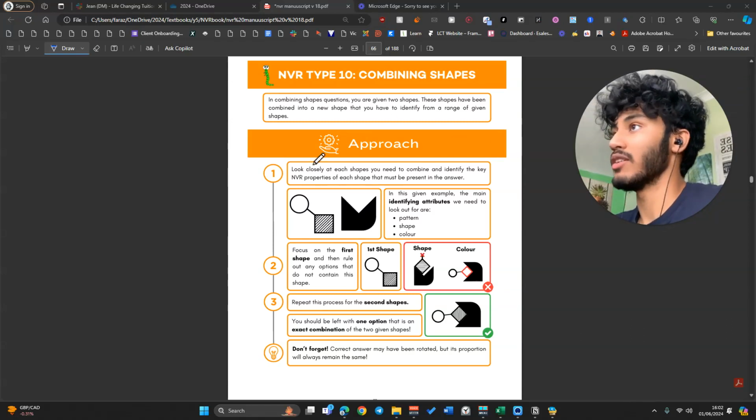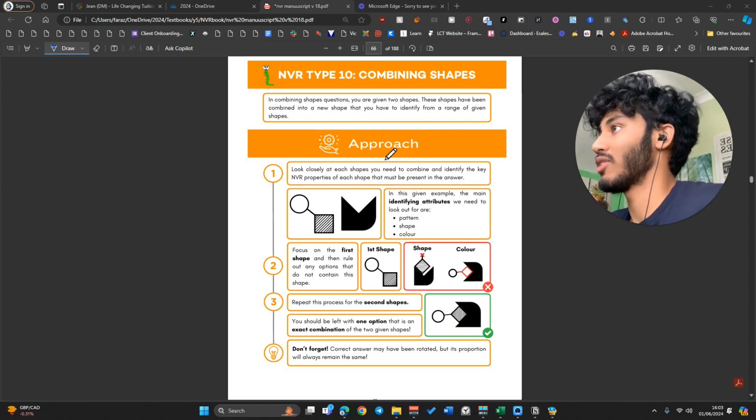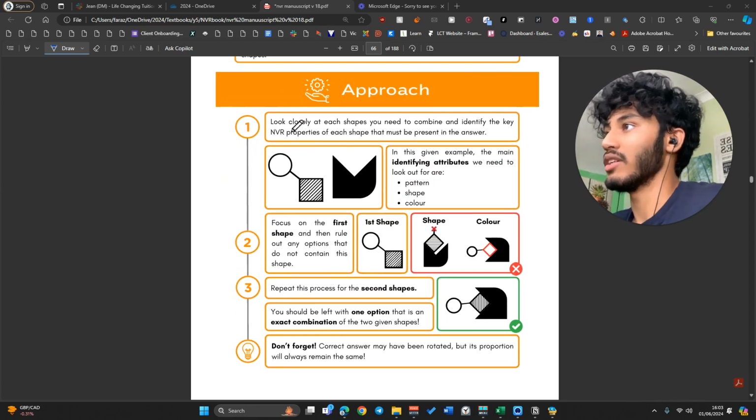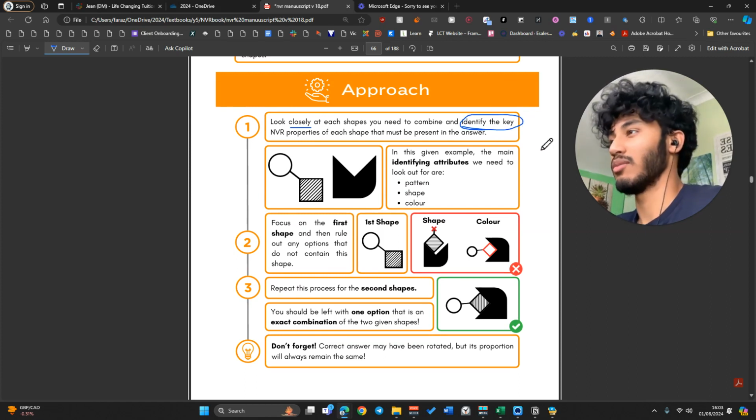So we're going to do combined shapes now, combining shapes. It's actually using quite similar skills to hidden shapes, except you're just putting them together rather than finding where they are in each other. So if we look at the approach that we're going to go with, first of all, you want to look at the shapes very closely and you want to identify key attributes, again, similar to hidden shapes.